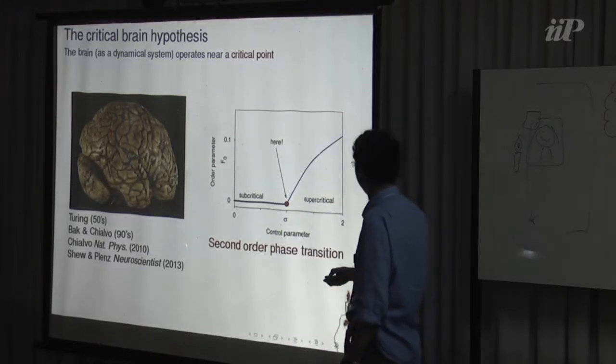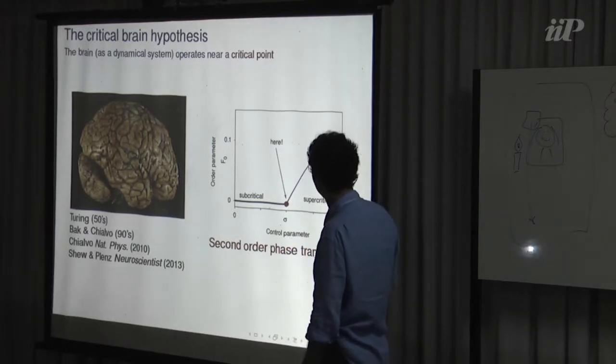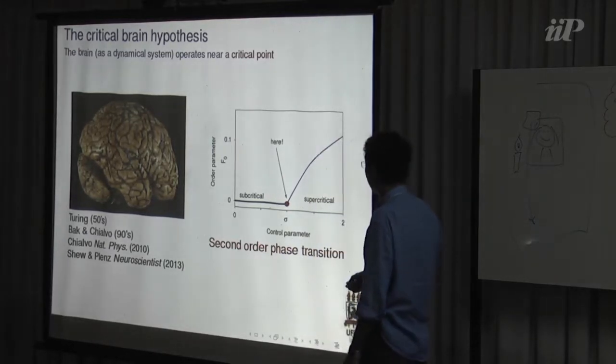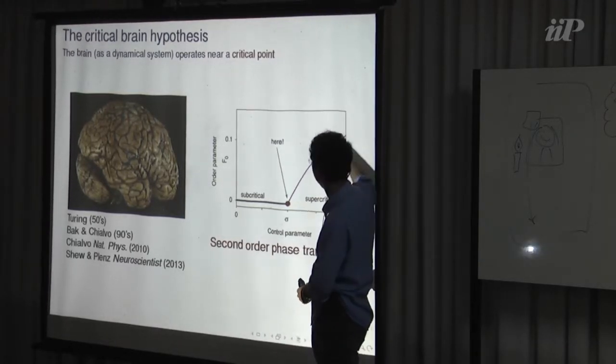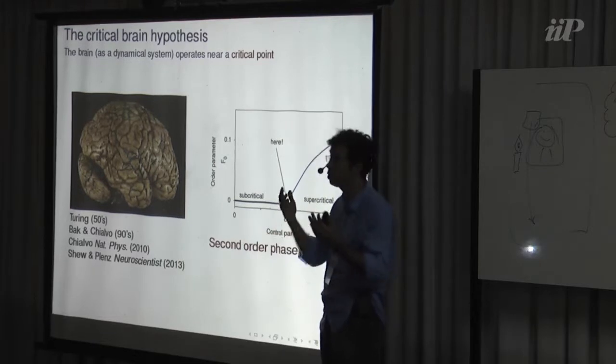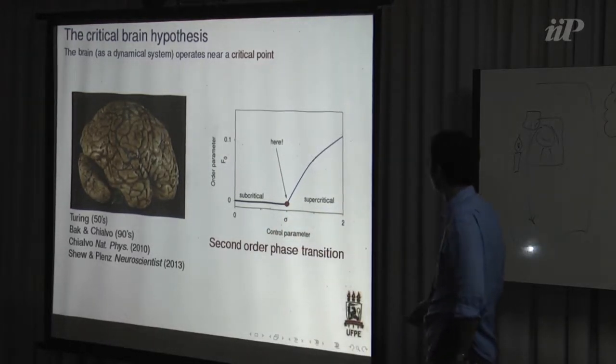So this is the picture of a second-order phase transition. And this red point is what we call a critical point. We call it a second-order phase transition when this transition here is continuous. It could be discontinuous like this, and it would be a first-order phase transition.